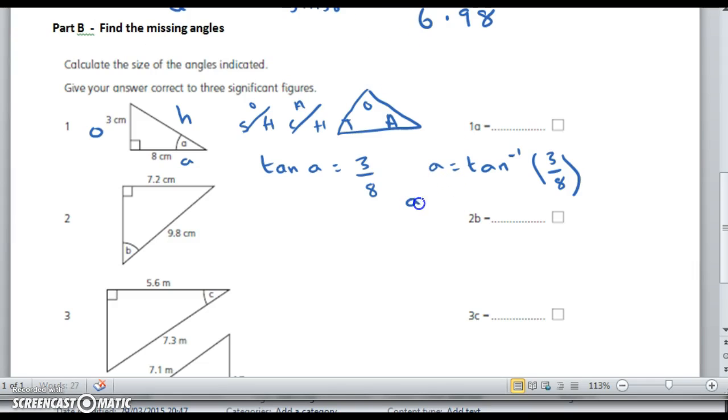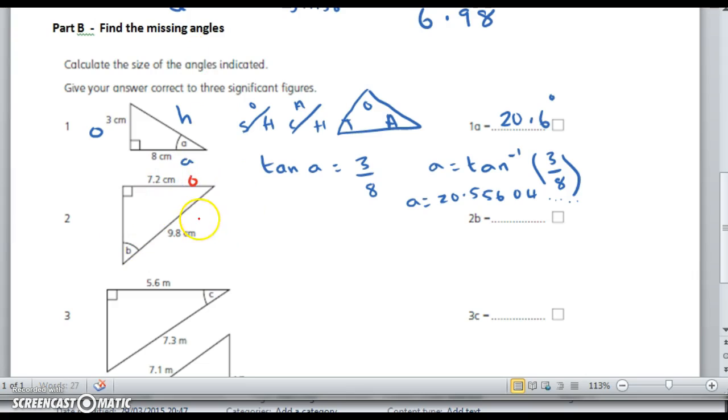you get that A is 20.55604, and so on. And you need it to 3 significant figures. So that's the first significant figure, second, third. You look at the fourth number to tell you what to do. This is 5 or more, so we need to round it up. That becomes 20.6 degrees.